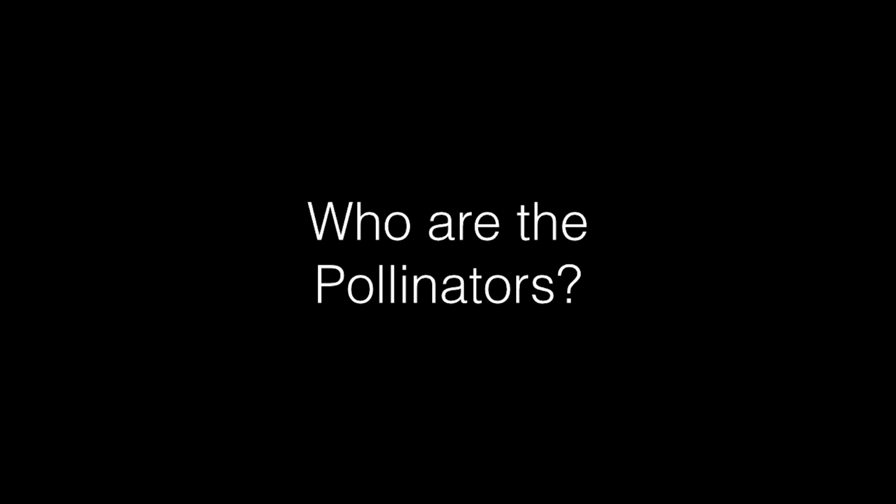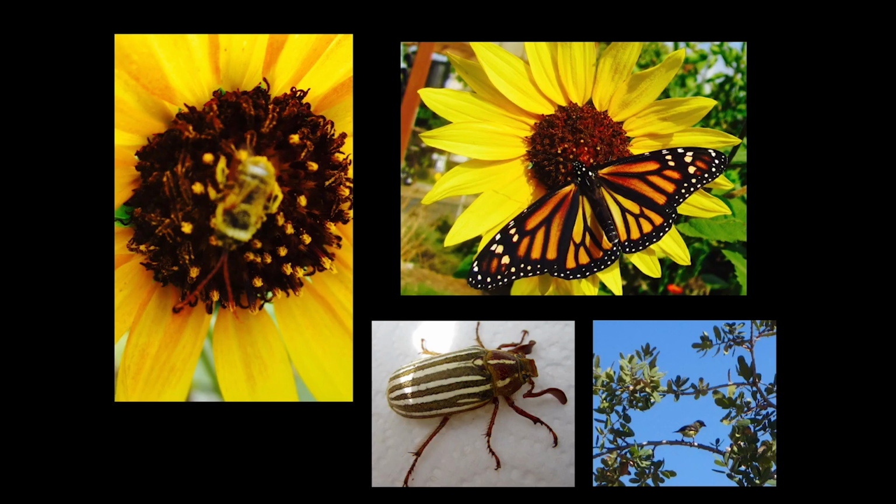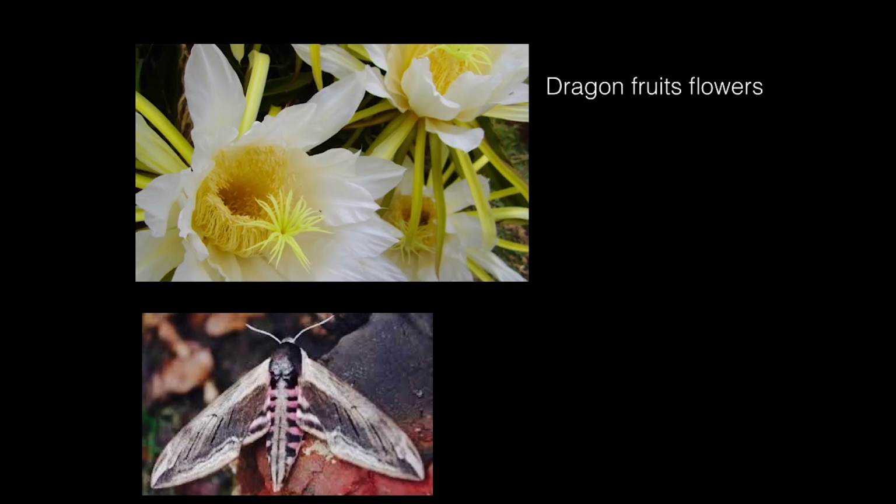So, who are the pollinators? Let's talk about them. On this slide, you can see the examples of daytime pollinators: bees, butterflies, beetles, and then birds. But we cannot forget about nocturnal pollinators such as moths and then bats.